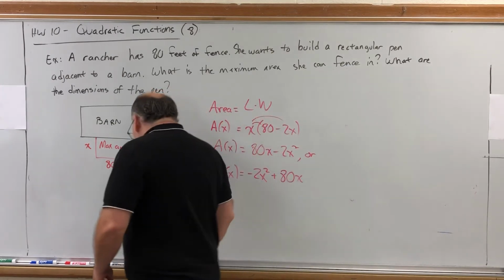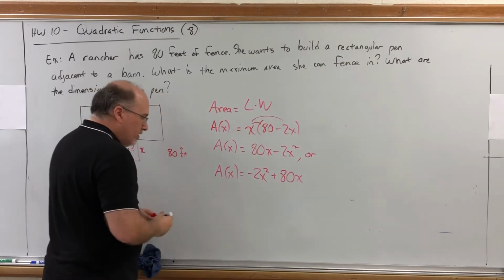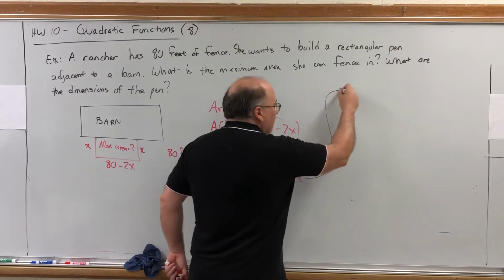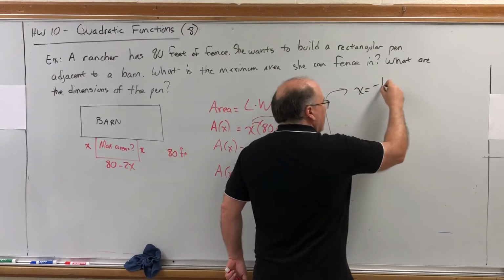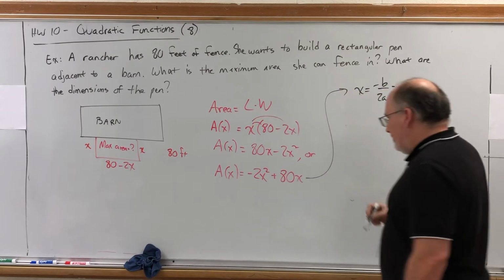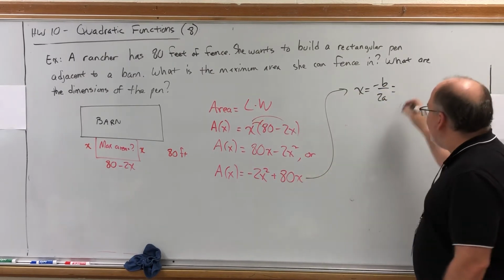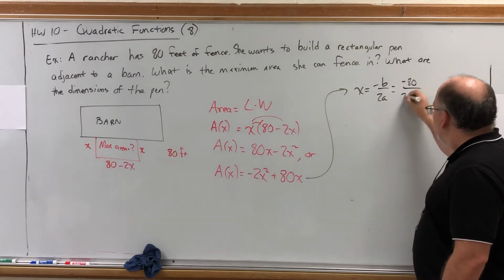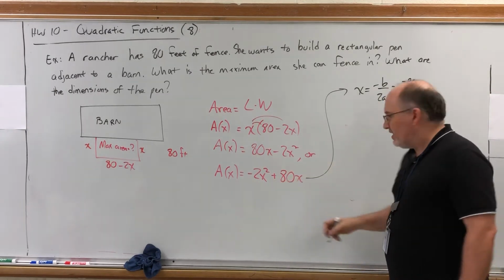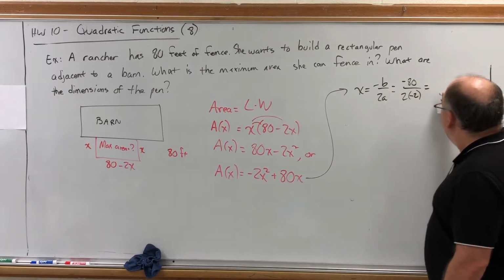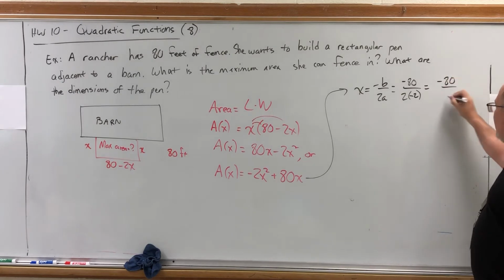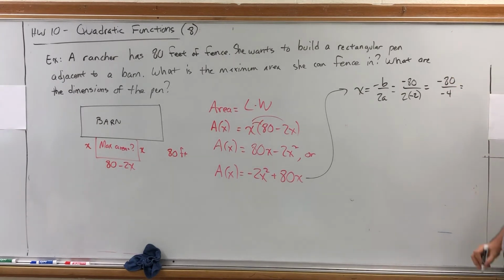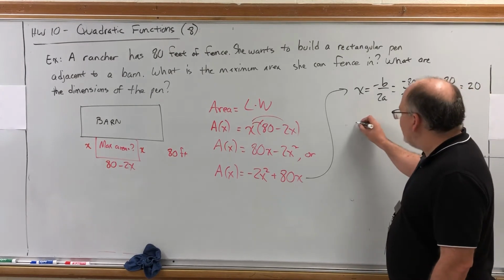This function is in standard general form. So to find the vertex, we can say x equals negative b over 2a. The b is the number in front of the x, so it's 80. So negative 80 over 2 times the a, which is negative 2. So we get negative 80 on top and negative 4 on the bottom. Negative divided by negative is positive, and 80 divided by 4 is 20. We're making progress. Let's find the y coordinate.